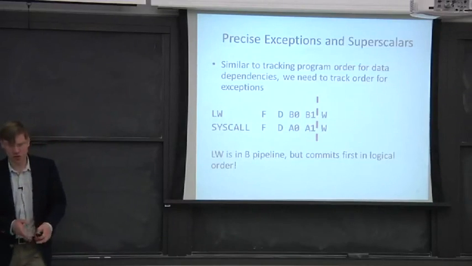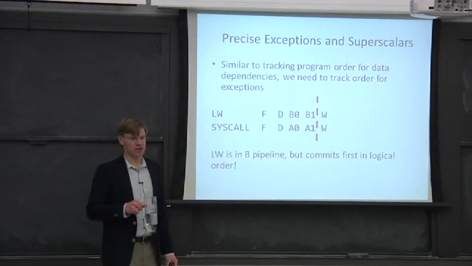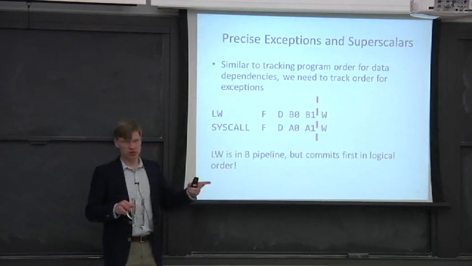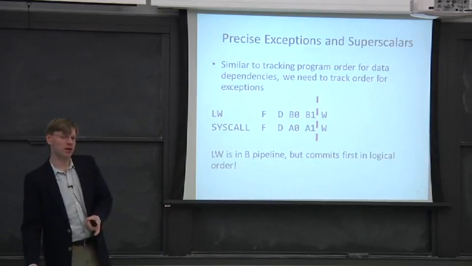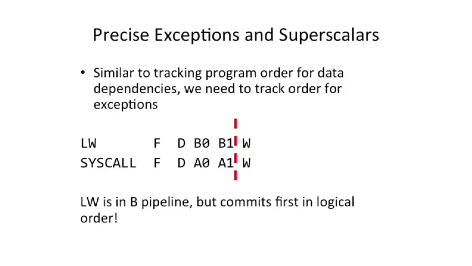OK, so an important question comes up with something like a superscalar when you're executing multiple instructions at the same time: what happens when you fetch two instructions and one of those instructions takes an interrupt or an exception as it's going down the pipeline? So let's take an example here. Let's say we have a load and then a system call instruction. Both of these instructions can effectively take interrupts or exceptions. The load can take something like a TLB miss or an alignment fault. The syscall instruction, by definition, is effectively making an interrupt occur.